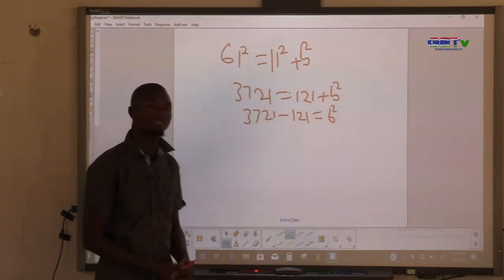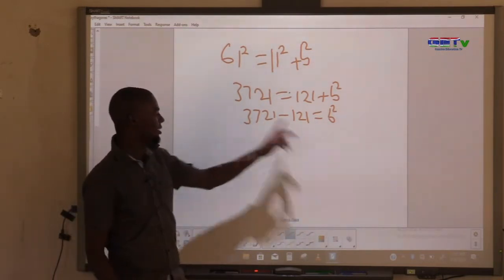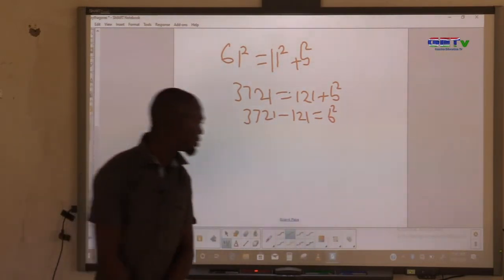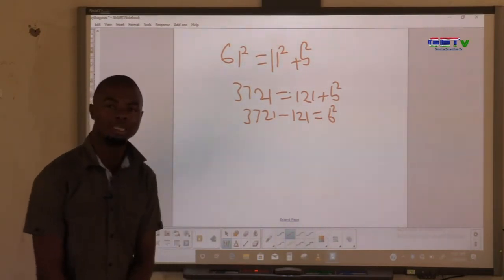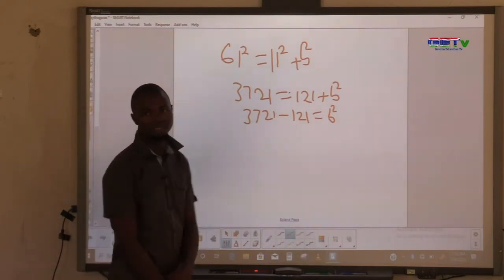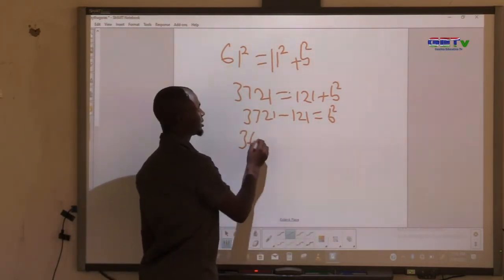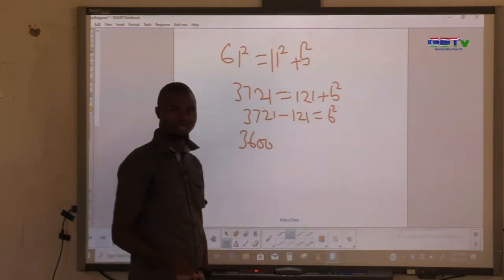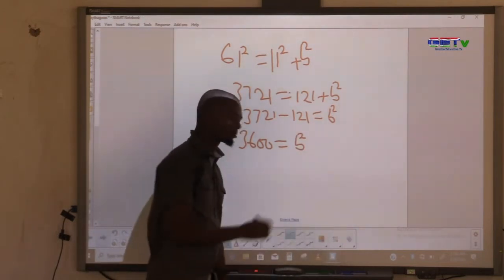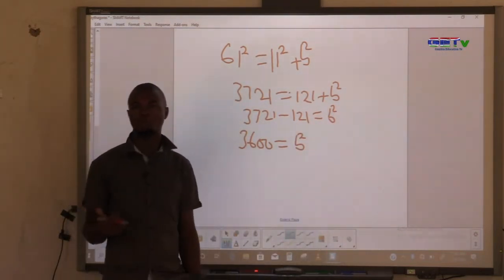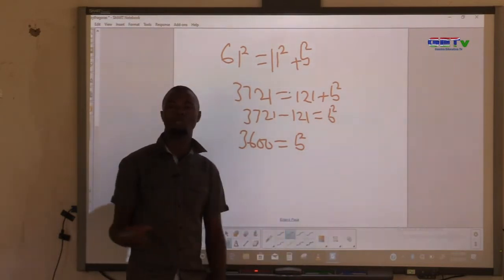3,721 minus 121 is equals to B square. If you subtract 3,721 minus 121, that will give you 3,600. So this is equals to B square. You are not looking for B square, you want to find B. So to undo the B square, we square root both sides.